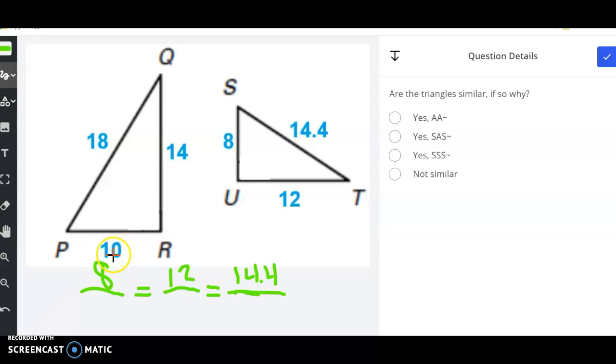And then the same thing over here, just bring these numbers small, medium, and large. Now right there, divide these three fractions. If they all give you the same decimal, you say yes by side, side, side. If they do not, then you say not similar.